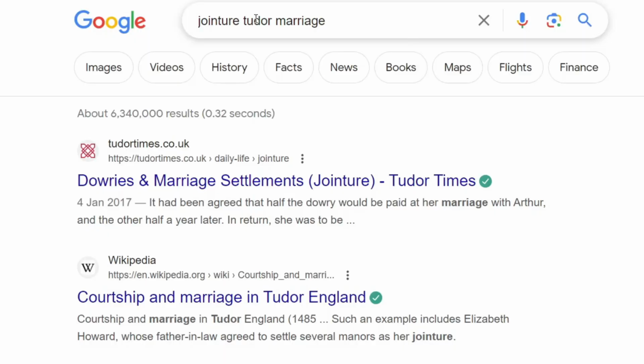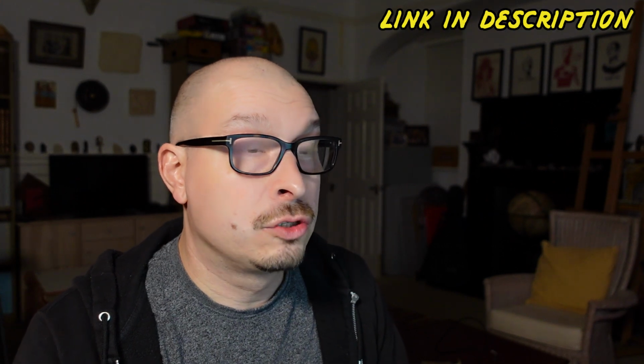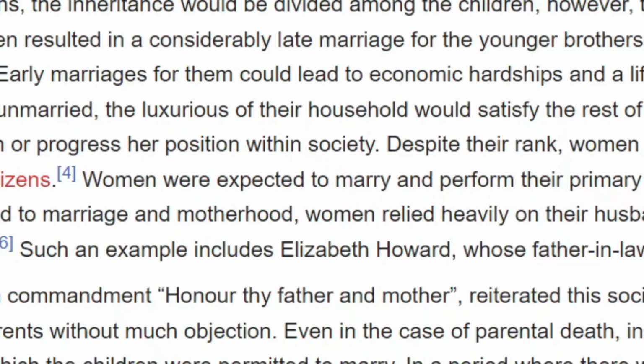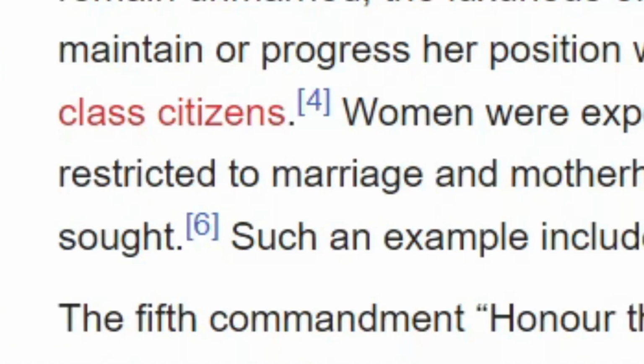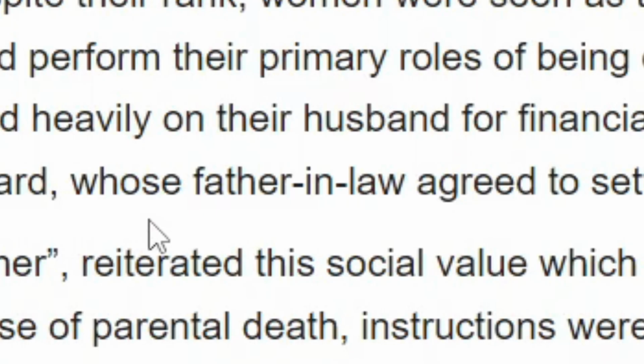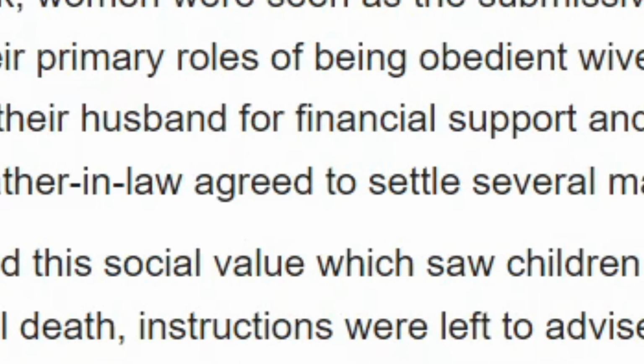Oh, dowries and marriage settlements. Right, let's have a quick look here. So there's something on Wikipedia about courtship and marriage in Tudor England. Women were expected to marry and perform their primary roles of being obedient wives and childbearers. As they were restricted to marriage and motherhood, women relied heavily on their husband for financial support, and economic security was deeply sought. Such an example includes Elizabeth Howard, whose father-in-law agreed to settle several manors as her jointure. I mean, jointure in terms of joining together, presumably, isn't it?